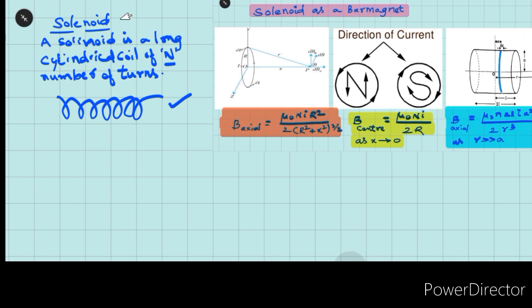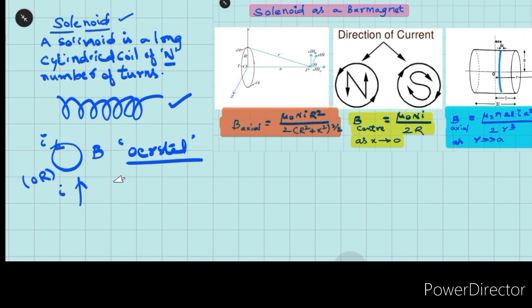In order to understand the solenoid, first understand what a current carrying circular coil is. A circular coil which is carrying current I can produce a magnetic field. This is the result of Oersted's experiment. Oersted said that a straight conductor carrying current or a circular coil carrying current I can produce a magnetic field.